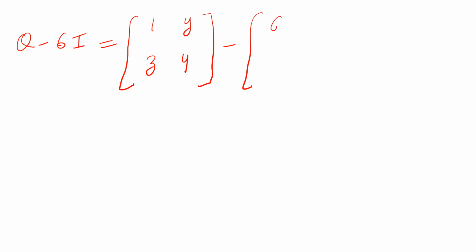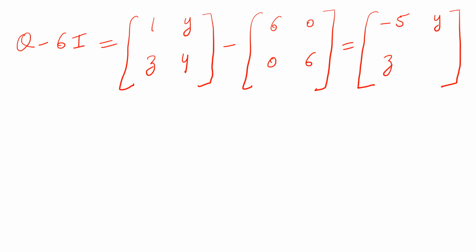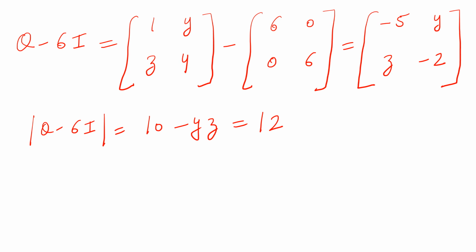Now students, option B says the determinant of q minus 6i is 12. Now let's find the matrix q minus 6i. Now q has the elements 1 and y in the first row and then z and 4 in the second row, and 6i has the elements 6 and 0 in the first row and 0 and 6 in the second row. So now q minus 6i will have the elements minus 5 and y in the first row, and then z and minus 2 in the second. Now students, determinant of q minus 6i becomes equal to 10 minus yz, and since the value of yz is minus 2, 10 minus yz becomes equal to 12. So that means option B is also correct.